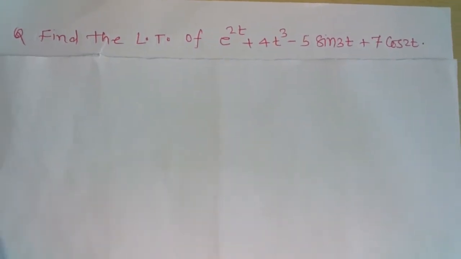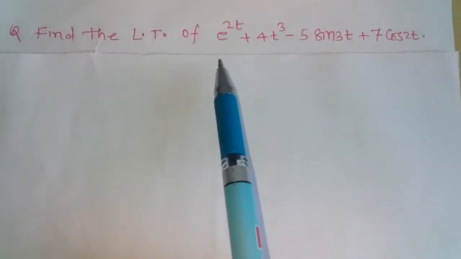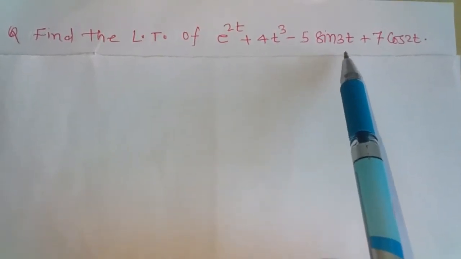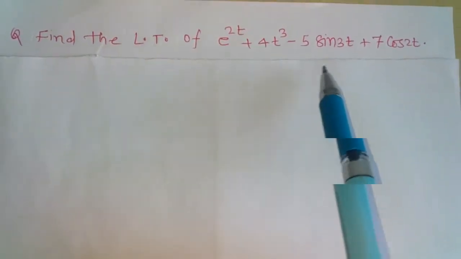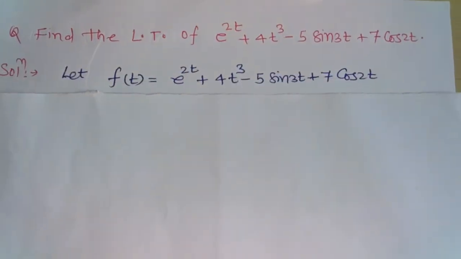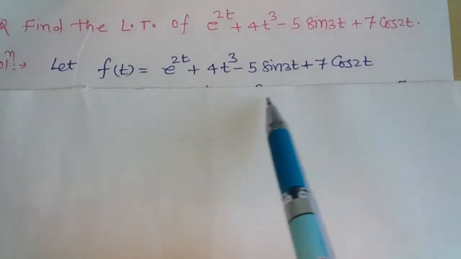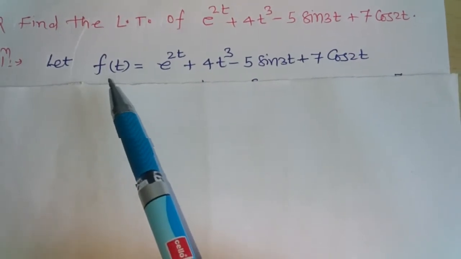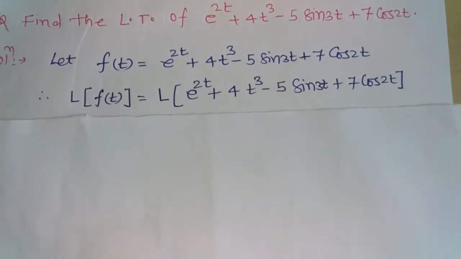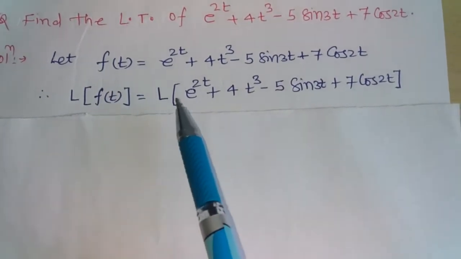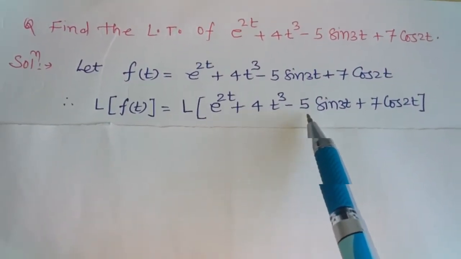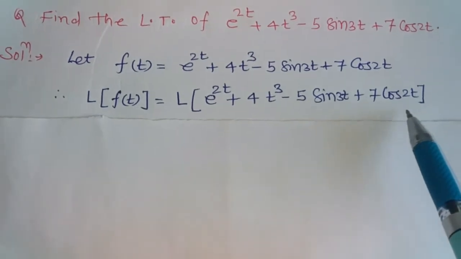So the first question is, find the Laplace transform of e raised to 2t plus 4t cube minus 5 sin 3t plus 7 cos 2t. We have to find the Laplace transform of this function. So first, suppose the given function is f(t), and now we take the Laplace transform of f(t), and we get Laplace transform of f(t) is equal to Laplace transform of e raised to 2t plus 4t cube minus 5 sin 3t plus 7 cos 2t.